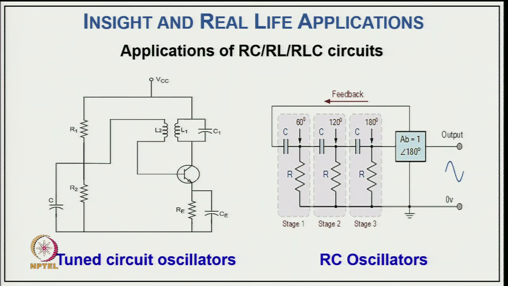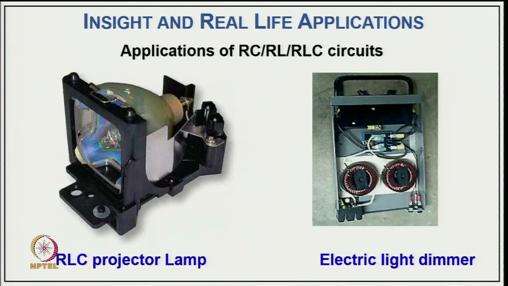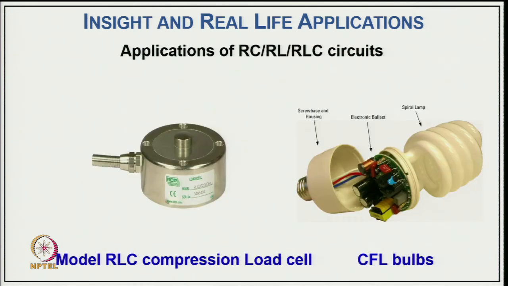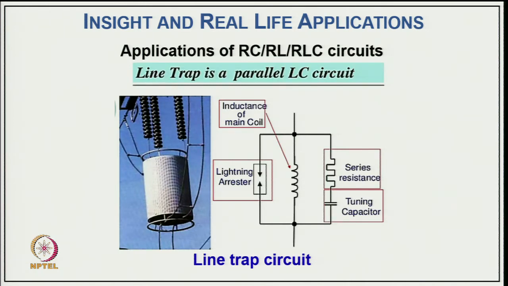So, you are using all these RLC components in an RLC projector lamp or electric light dimmer, or LCR meters, or an RLC compression load cell, or a CFL bulb with electronic ballast, or a line trap circuit which is tuned for a particular frequency. You can see the signal of that on the line, like a parallel trap. So, these are some practical applications of RC and RLC circuits.